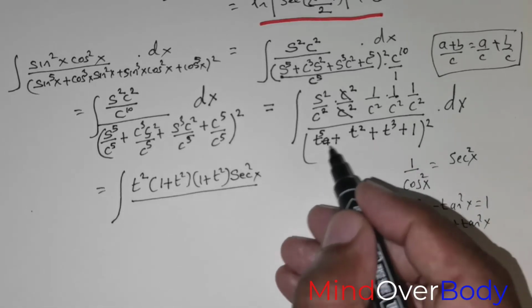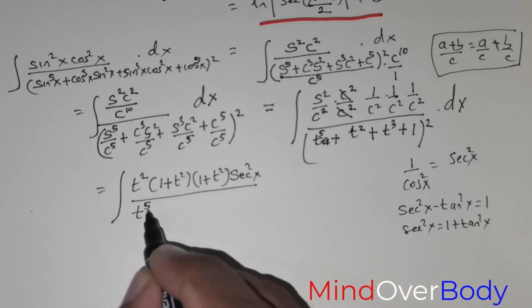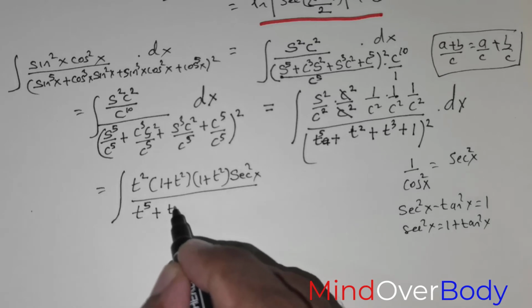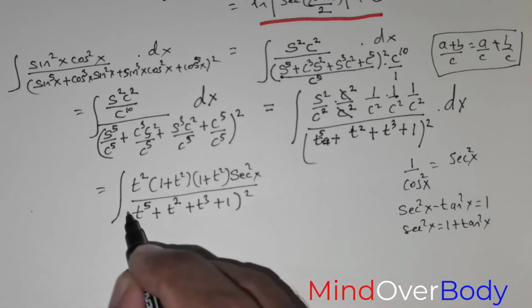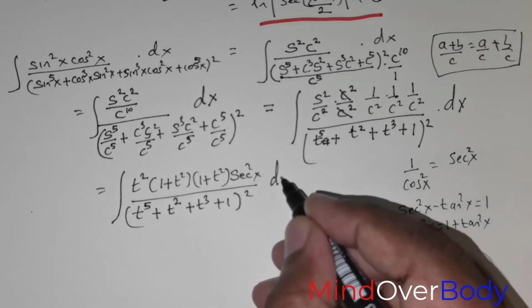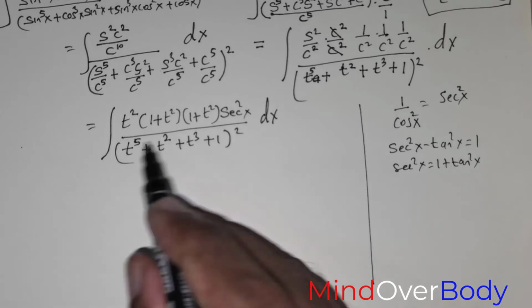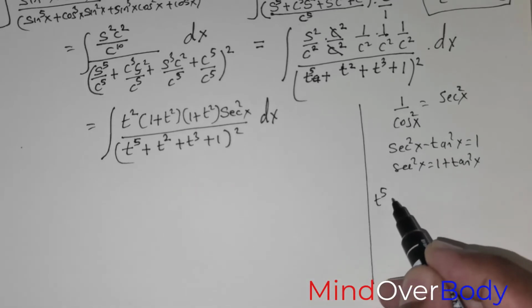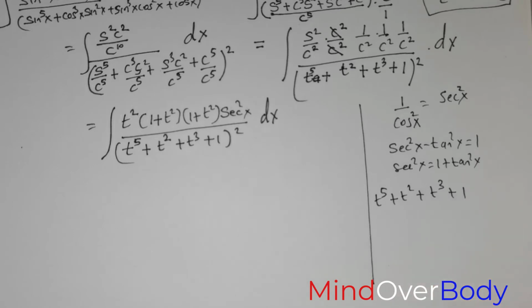So now let me first write the denominator. This is t raised to the power of 5 plus t squared plus t raised to the power of 3 plus 1. This is raised to the power of 2, and you have the operator dx. That's fine. Now consider the denominator, t raised to the power of 5 plus t squared plus t raised to the power of 3 plus 1.